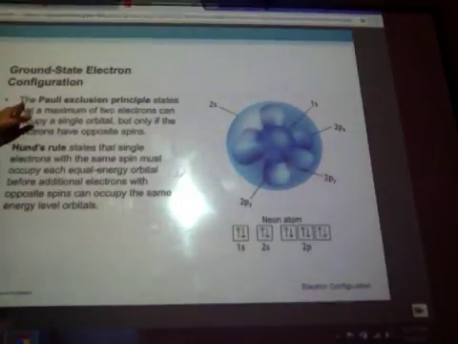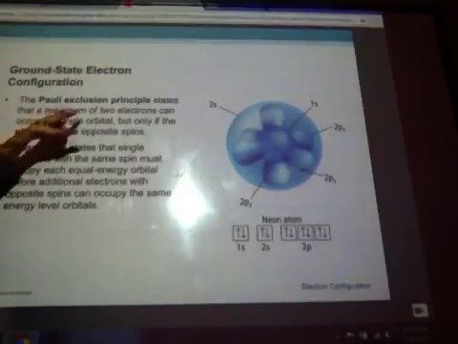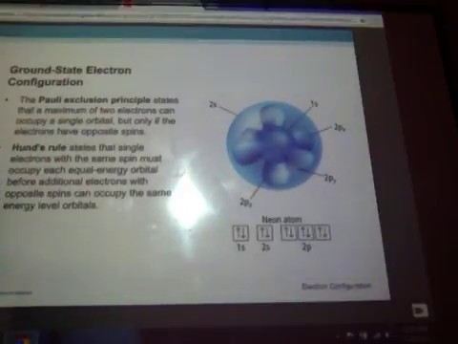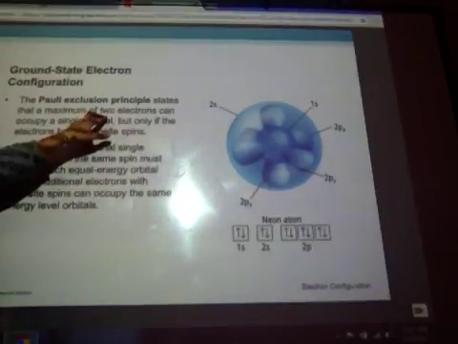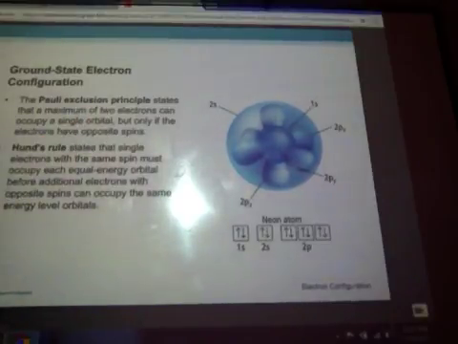The Pauli exclusion principle states that a maximum of 2 electrons can occupy a single orbital. So any orbital, I don't care if it's a 4s orbital or a 5d orbital, can only hold 2 electrons. Those little boxes on your diagram can only hold 2 electrons. It might hold 1, but at maximum it can hold 2.